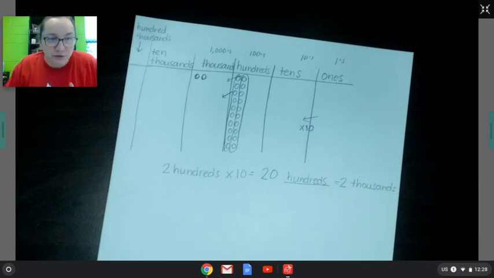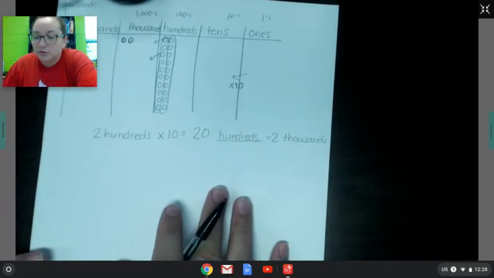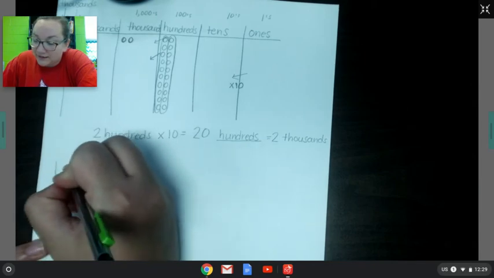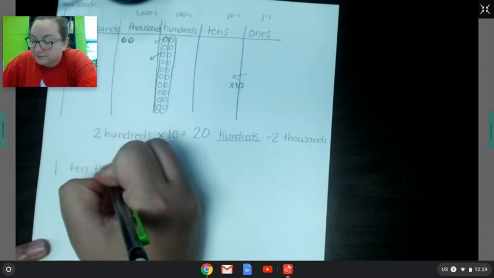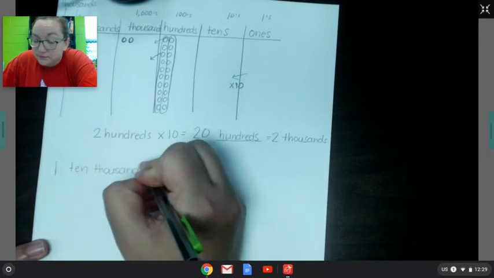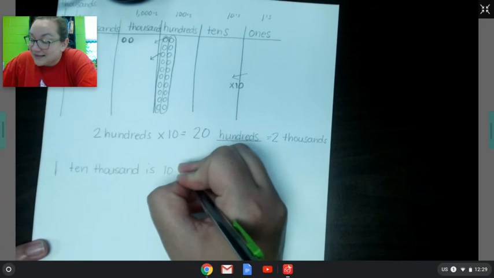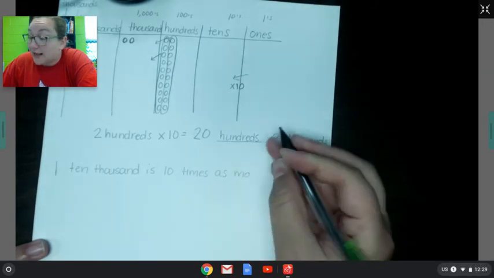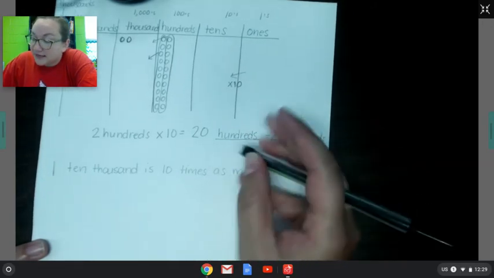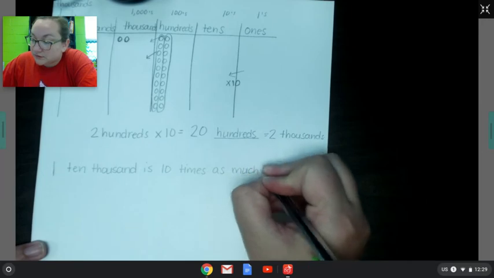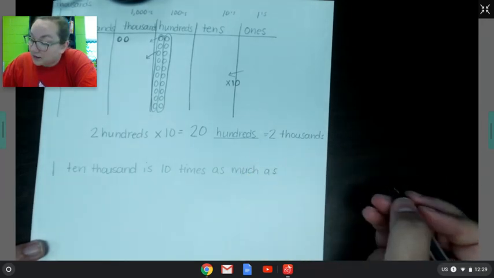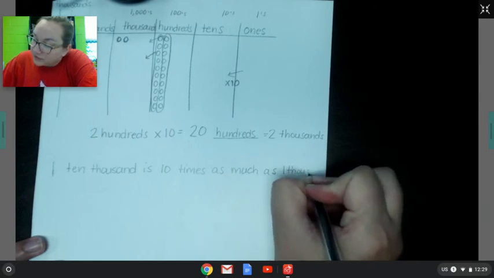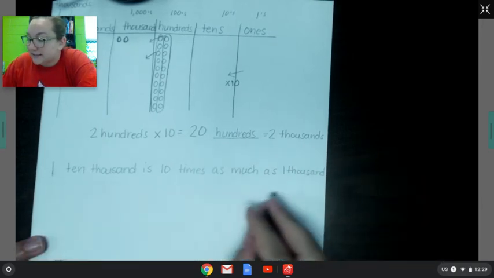Something that I want to show you too on Zearn is you will see where they have number sentences that look like this. They'll say 1 10,000 is 10 times as much as 1,000. So you'll see a number sentence like this.